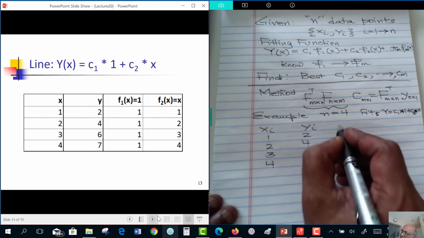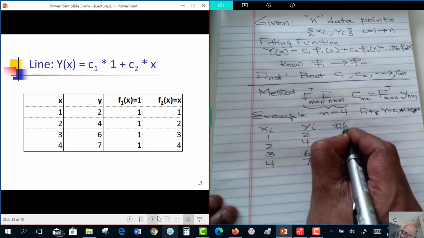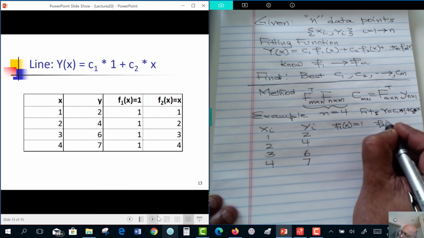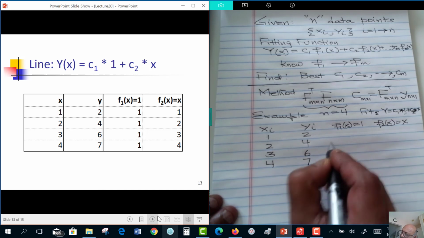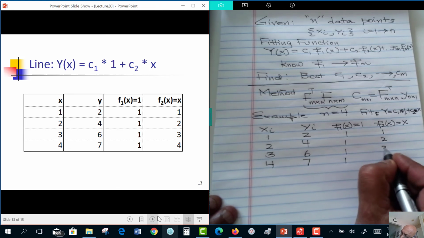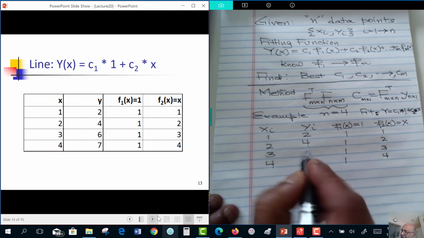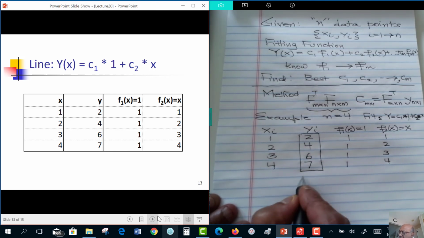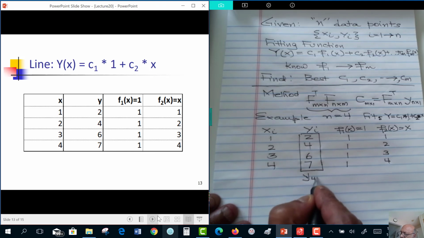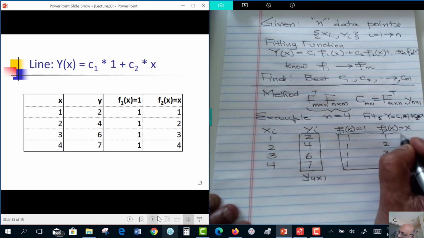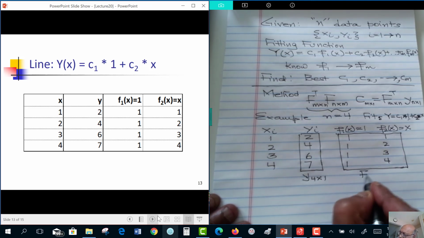Okay. So our first fitting function is 1, right? This 1. Second fitting function is x. So this is just 1. This is 1, 2, 3, 4, same as x. So notice now this matrix is our y matrix, 4 by 1. This matrix is our f matrix, 4 by 2, right?